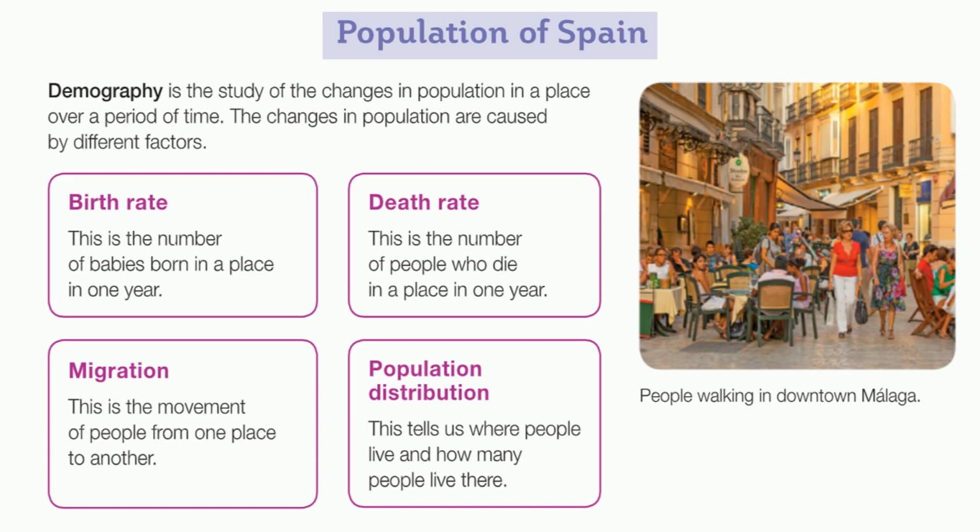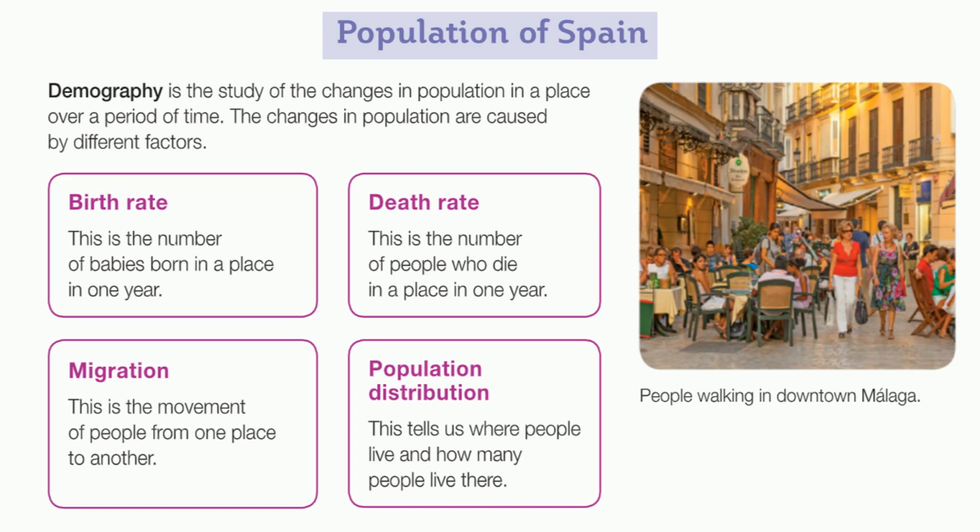Birth rate. This is the number of babies born in a place in 1 year. Death rate. This is the number of people who die in a place in 1 year. Migration. This is the movement of people from one place to another. Population distribution. This tells us where people live and how many people live there.